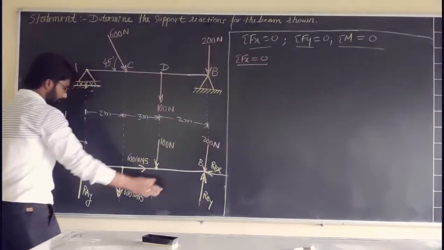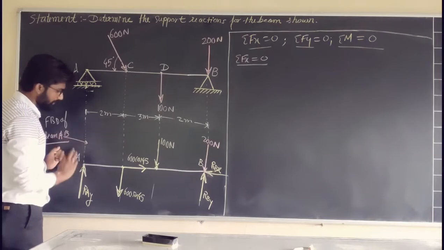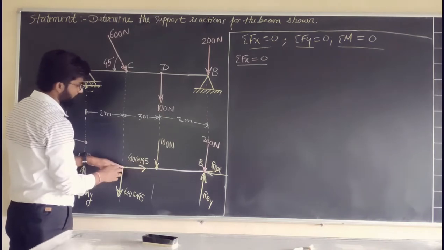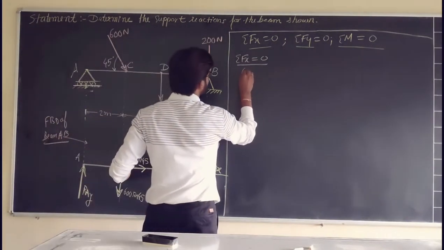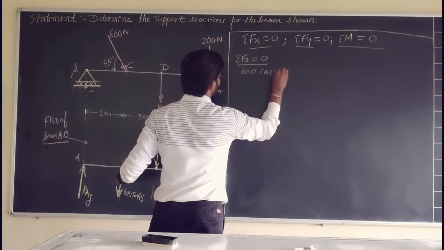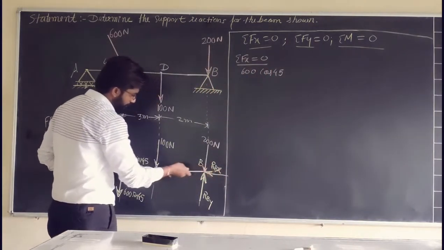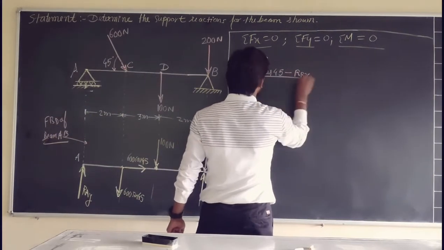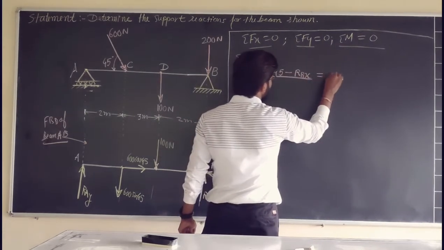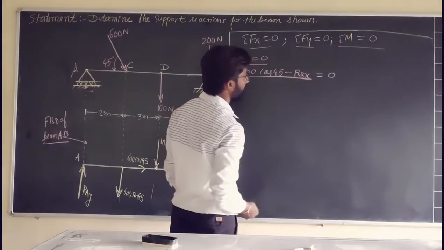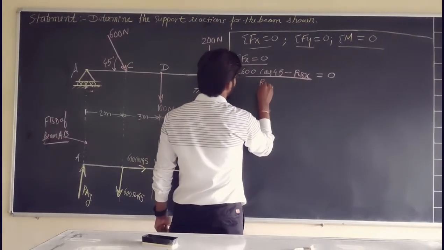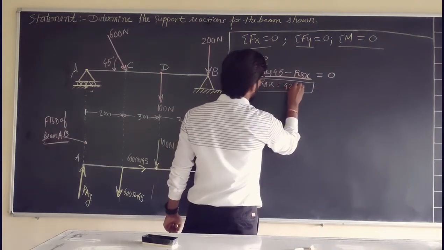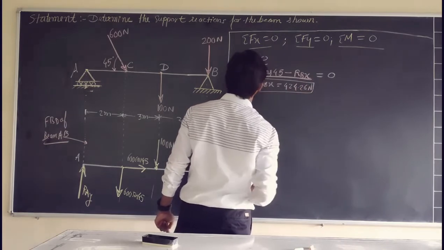If you observe this particular mechanism, just observe the FBD of beam AB. In beam AB, check out the forces in the x direction. You have 600 cos of 45 moving towards the positive x-axis, so 600 cos of 45. Then we have RBX moving towards the negative x direction, so minus RBX, and this is summation of Fx, which you equate with 0. In this equation the only unknown is RBX, so it can be solved. RBX you should get equal to 424.26 Newton, close to this.